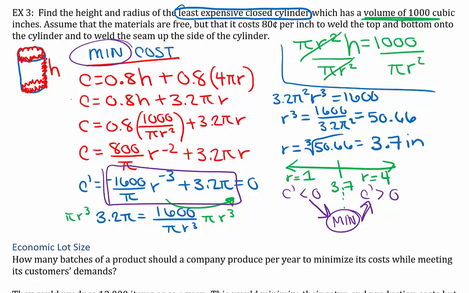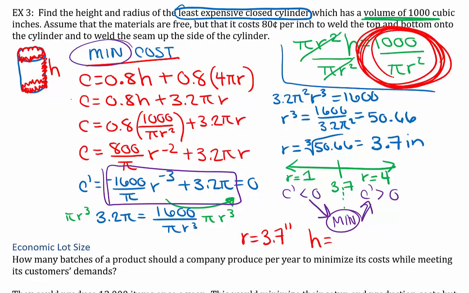Finally, they want the dimensions, and so I just figured out r is 3.7 inches. To find the height, I'm going to take the 3.7 and plug it into my expression for h. So 1,000 divided by pi times 3.7 squared. I put that into a calculator and got 23.3 inches.